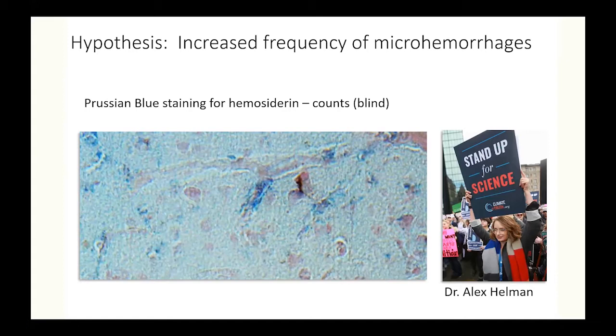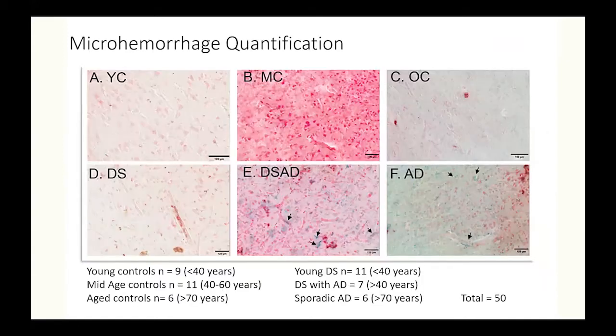So Alex did this very laborious project where she identified blood vessels and then counted microbleeds in a blinded fashion to the cases. And it was a large study of young controls who were under 40 years, middle-aged controls, 40 to 60 years. You can see here, we're trying to pick controls now that match for the typical age of our Down syndrome cases. And then we had age controls to match for sporadic AD.